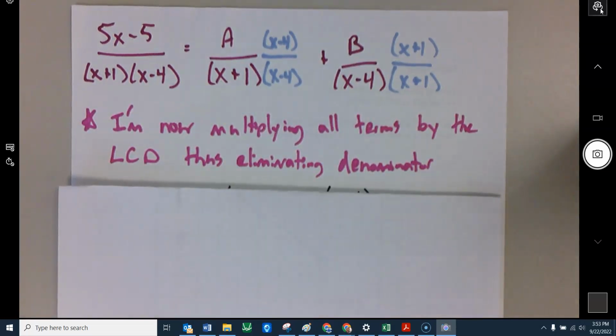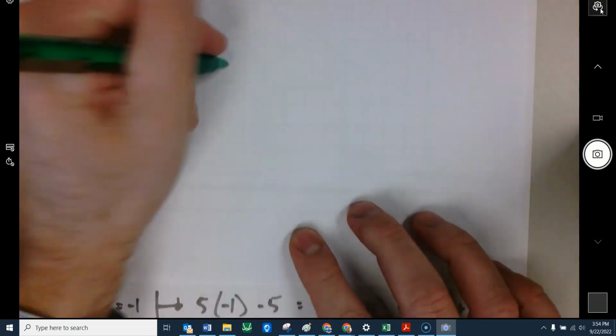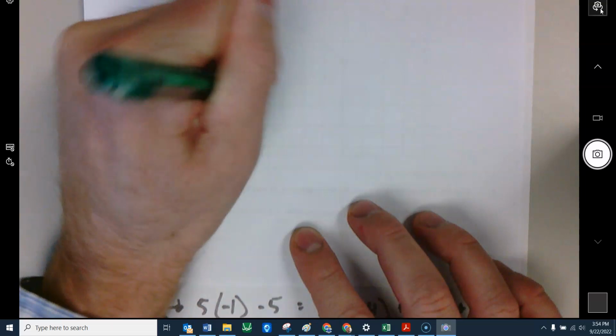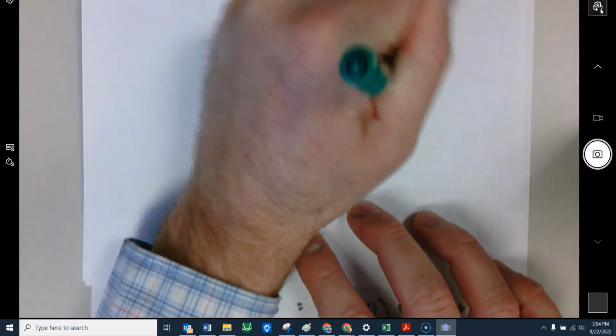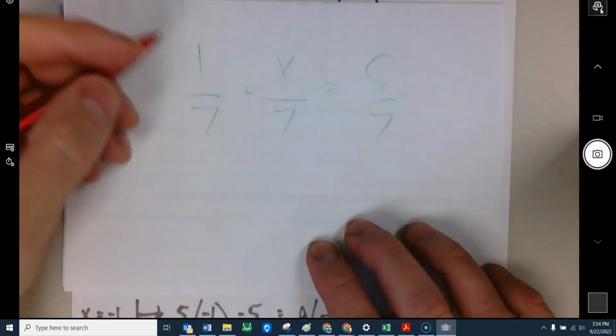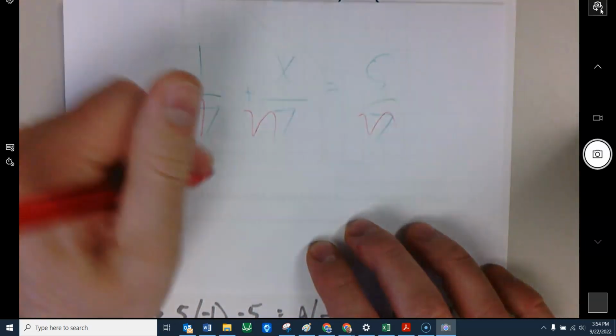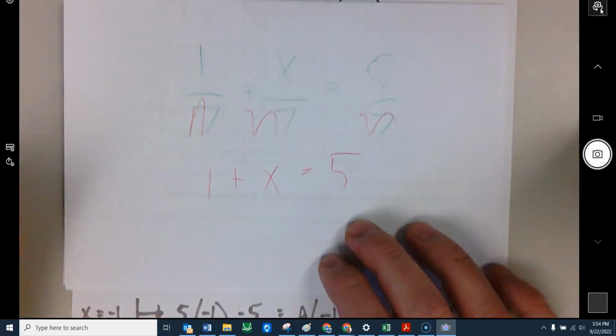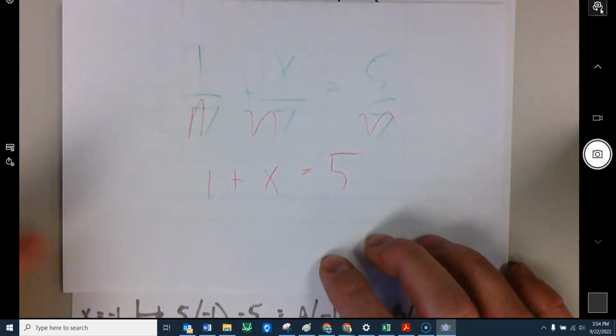When you do that, it gets rid of them. At this point, we're basically ditching the denominators. Everything has the same denominator, so I don't need to look at the denominators anymore. If I had 1 over 7 plus x over 7 equals 5 over 7, they're all over 7. I don't need to look at the 7s anymore. I could just do 1 plus x equals 5, and x is 4, just like it was up there.